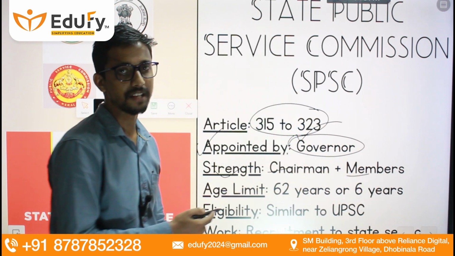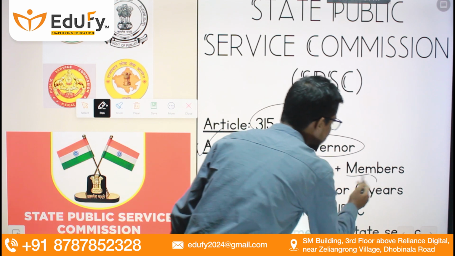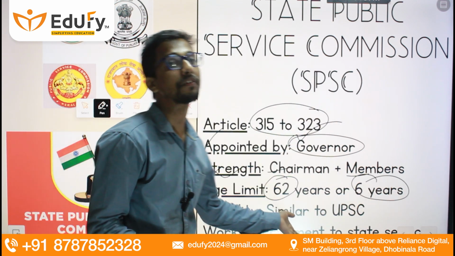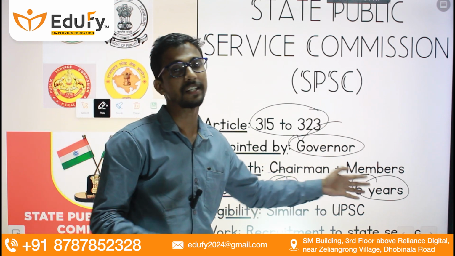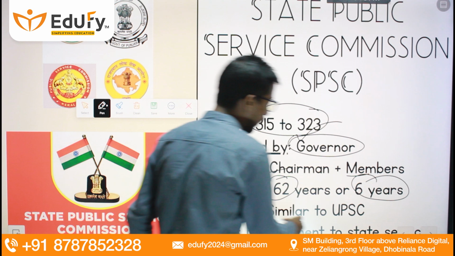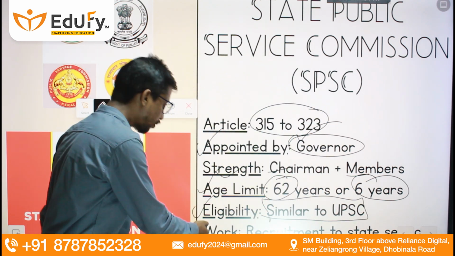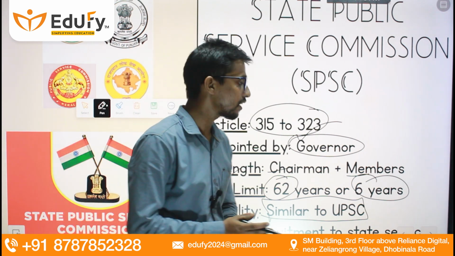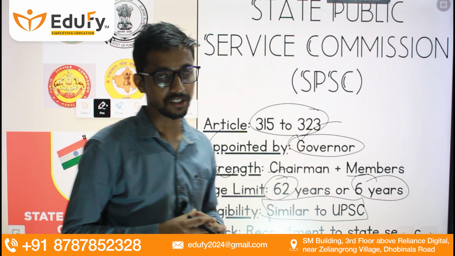It varies from state to state, and the age limit is 62 years or 6 years, whichever is earlier. So up to the age of 62 years you can serve, or up to 6 years of your tenure, whichever is earlier. Eligibility is similar to that of UPSC, higher civil servants, and it also has a similar function but within the state jurisdiction, which means they are recruiting officers within the state jurisdiction.